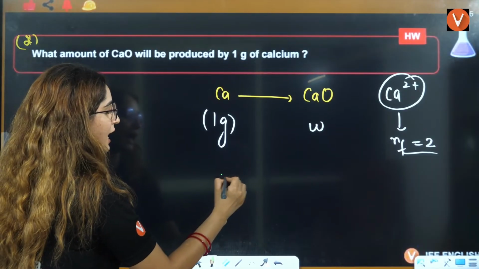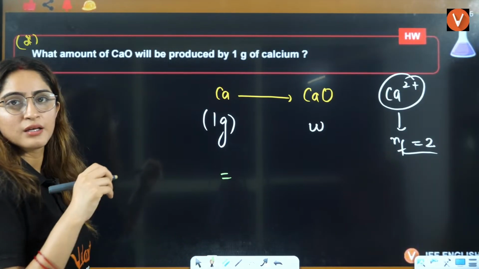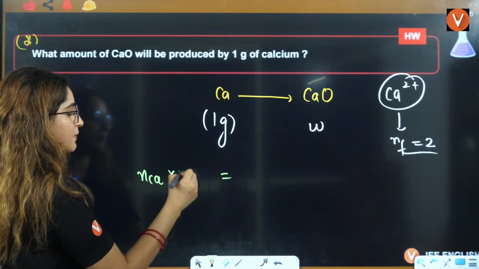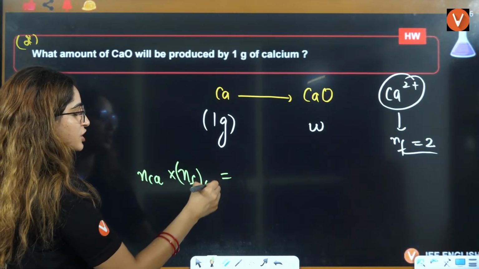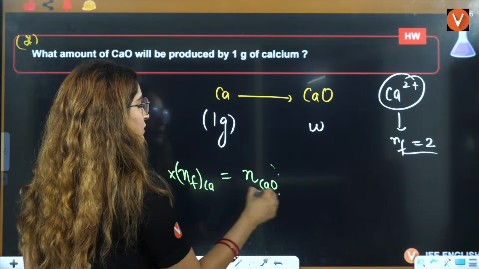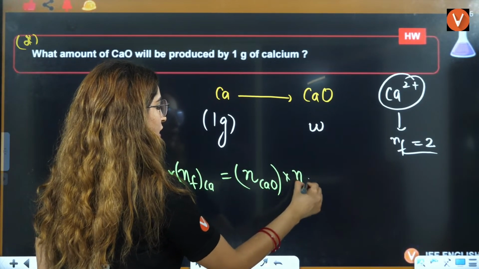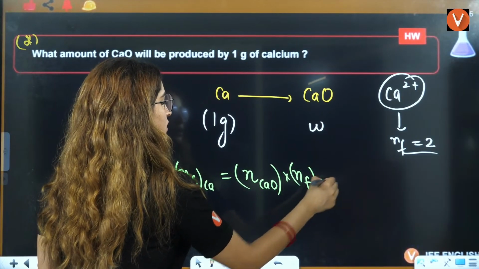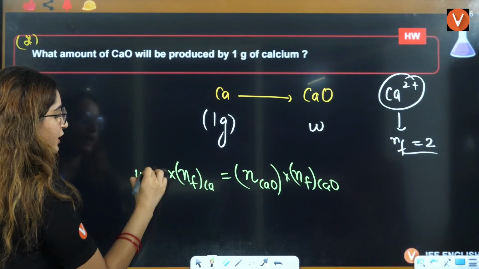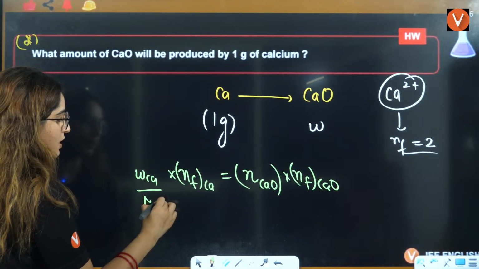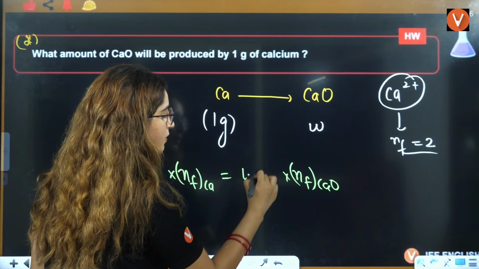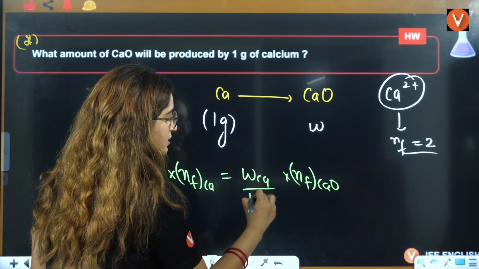Then we know that the gram equivalents of calcium is the number of moles of calcium multiplied by the n factor of calcium. This is the number of moles of CaO, and this is the n factor of CaO, right? The number of moles will become the weight of calcium by the molar mass of calcium. This is also the weight of calcium by the molar mass of calcium.